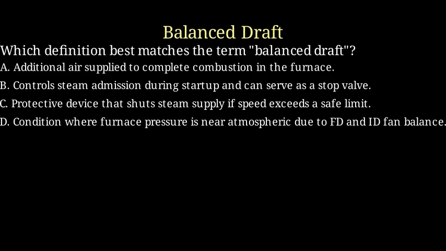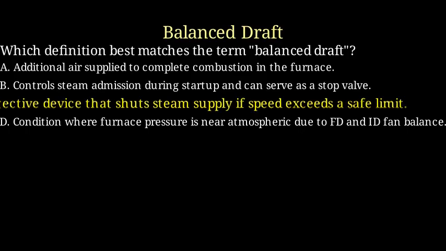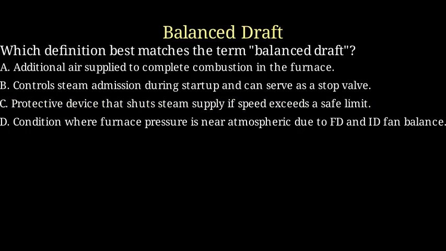Option A is describing supplying extra air for combustion. Option B talks about steam control during startup. Option C looks like a safety device for overspeed. Option D says the furnace pressure stays near atmospheric when forced draft and induced draft fans are balanced.